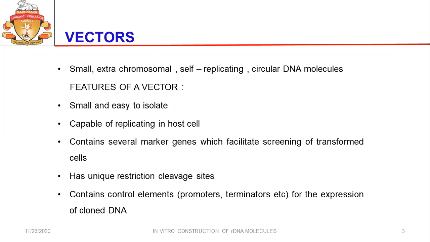For example, the pBR322 plasmid vector has ampicillin and tetracycline sites. These two antibiotic resistance sites are helpful in screening of the transformed cells, that is the cells which contain the recombinant DNA. And also the vector should have unique restriction cleavage sites. It should contain control elements like promoters, terminators, etc. for the expression of the cloned DNA.